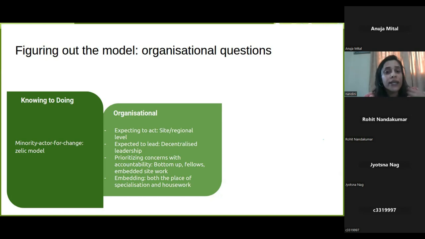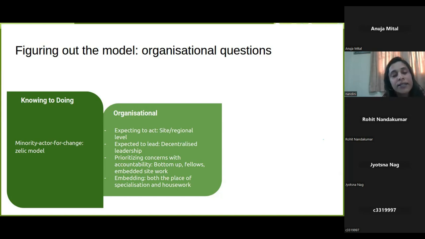So can we prioritize those concerns of embedded site work? And finally, can we also ask what is the place of specialization? This is not to say that there is no place for specialization. There is actually a deep need for specialization to fit into some of these organizational questions, and also a place for housework, or, you know, gender levels of work that is required among us.